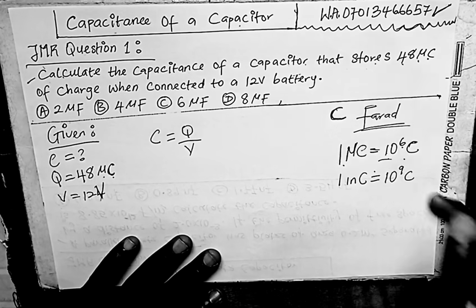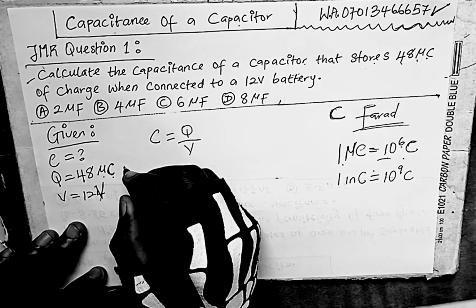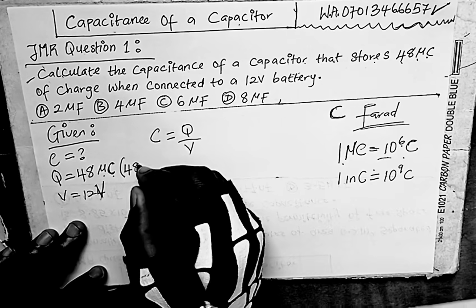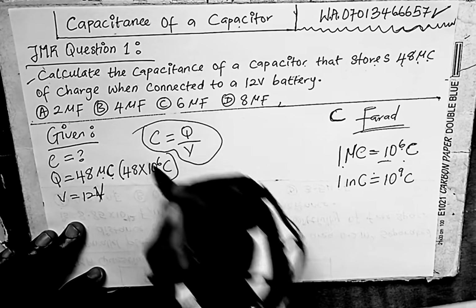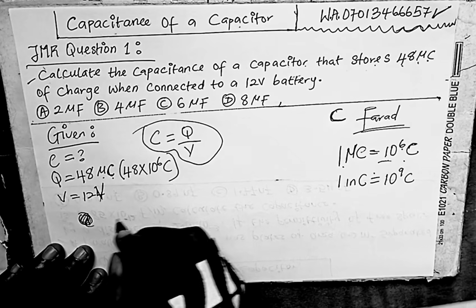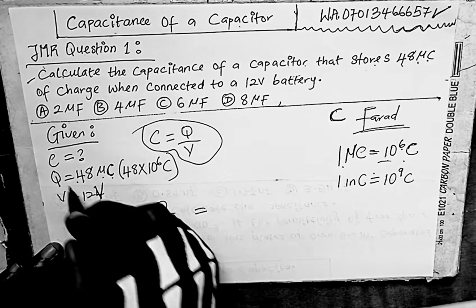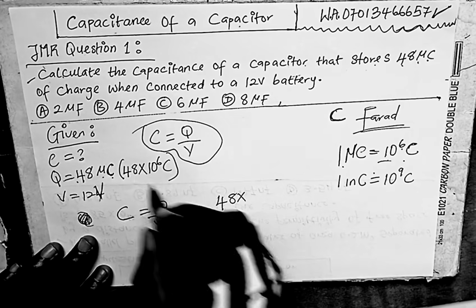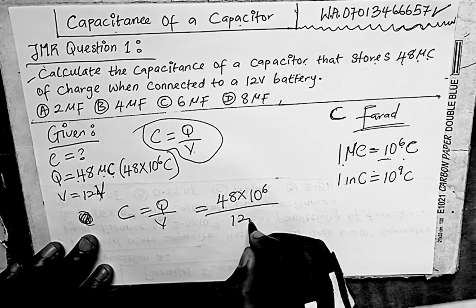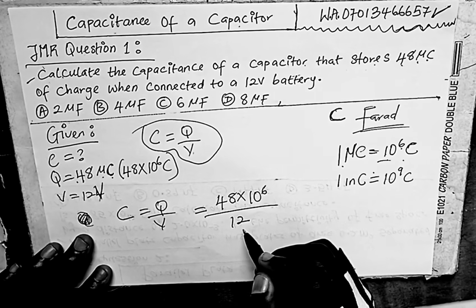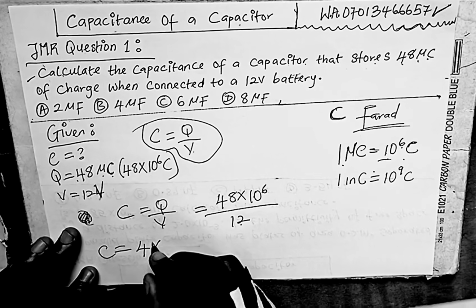Anyone you choose to do. If you don't want to make the answer in standard form, you times it by 1 million. So we do it like this: bracket 48 times 10 raised to power 6 coulomb. So now this is the equivalent. Now our capacitance C is equal to Q over V. We substitute: 48 times 10 raised to power 6 over 12 volts. If we solve 48 divided by 12, it will give us 4. Then we put our times 10 raised to power 6.